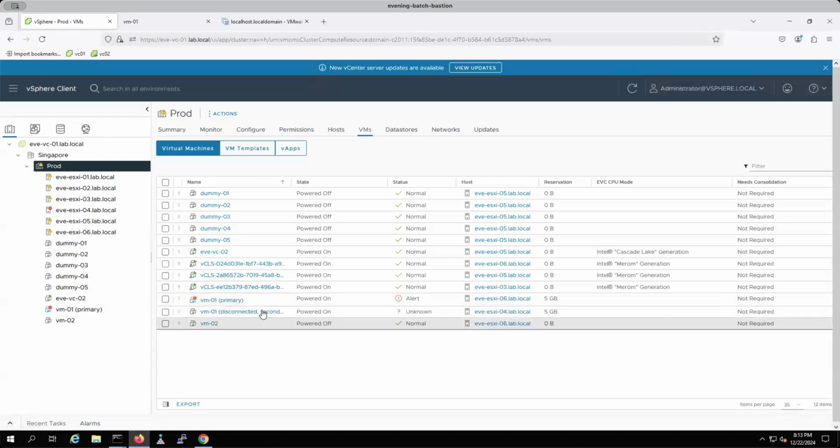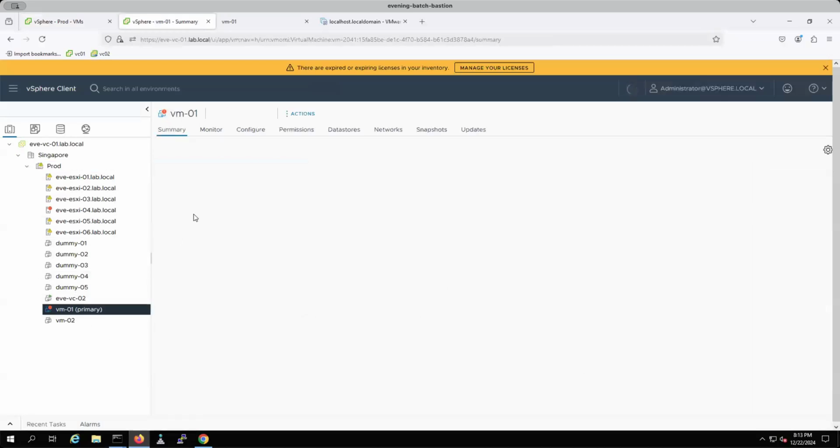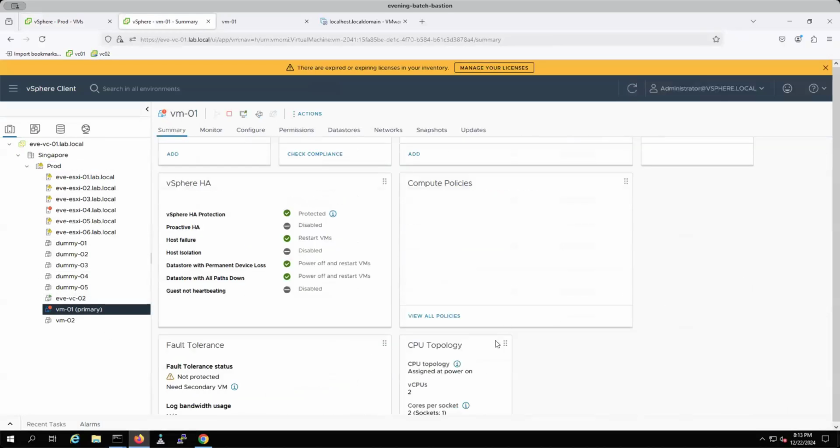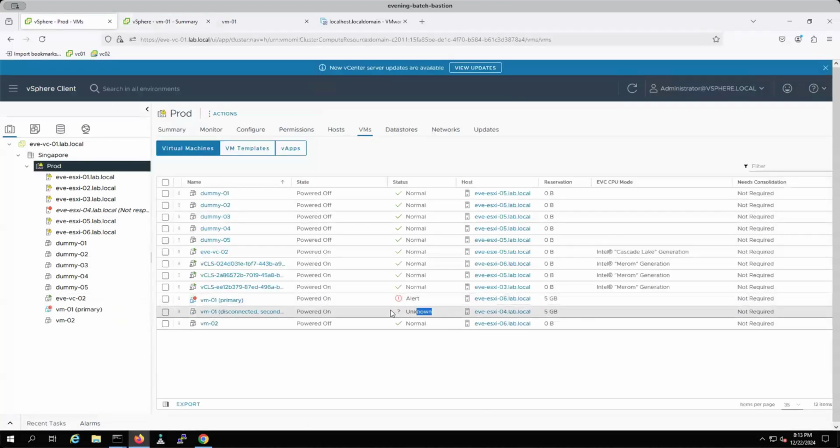Now the question is, how do you get the secondary copy back? Now you only have one copy over here. So if you go to the virtual machine right now, so if I duplicate this tab, and if you go to VM01, okay, you see that not protected. Need secondary VM. Why? Because the primary went down, the secondary became primary, and I do not have a secondary right now. Okay, so you see over here, the secondary says unknown over here.